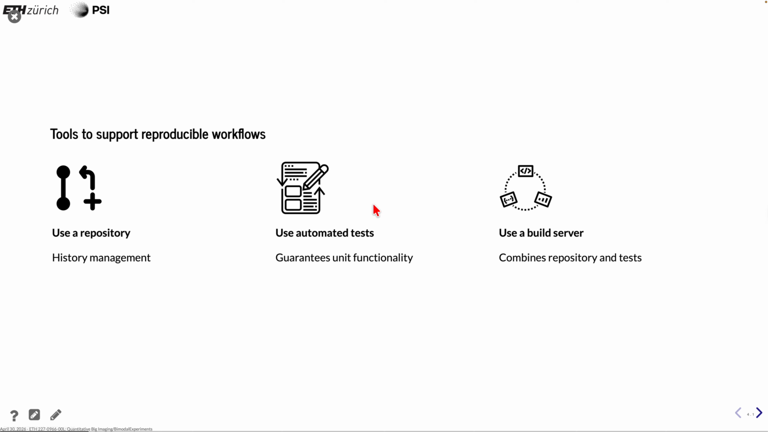The next thing is we should also use automated tests, and this is kind of our receipt that our functions are doing the right thing. Going really advanced, you can also go for using a build server, and that means every time you push something to the repository, then the automated tests are actually executed automatically, and there is a test that checks that everything is as it should.